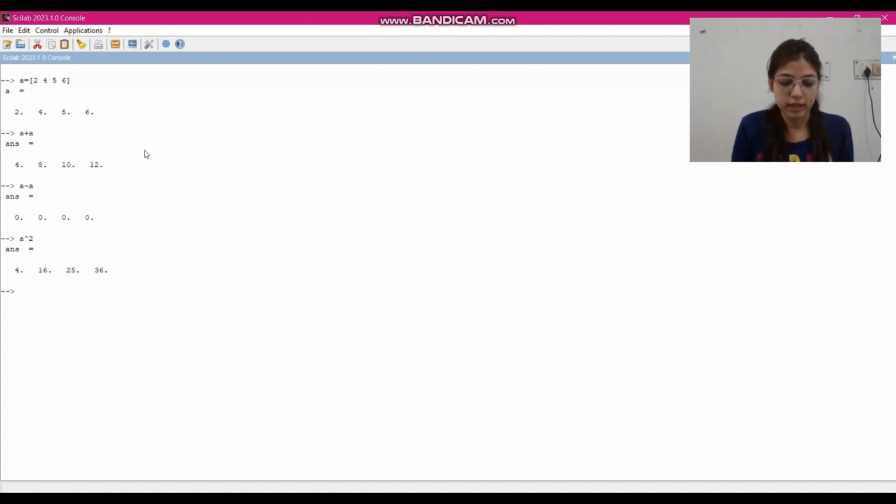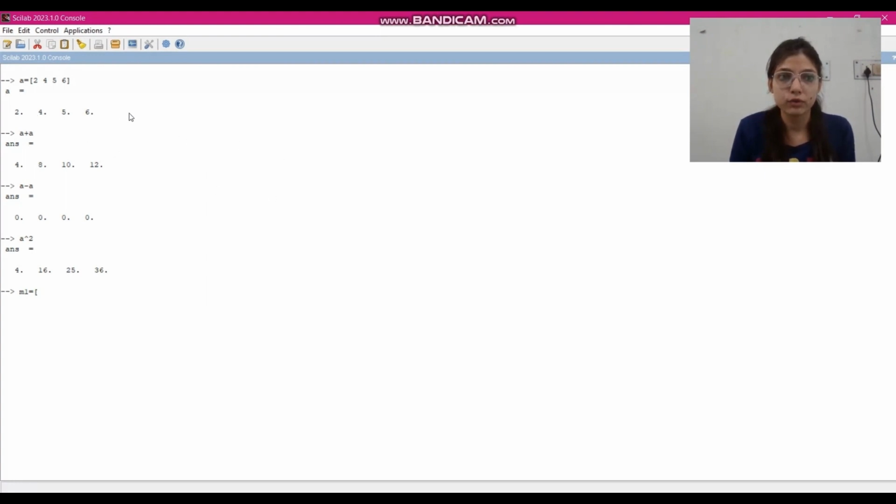Now our next topic is matrix. How do we write a matrix in Scilab? I will write M1 as our matrix 1. So what is a matrix? This is our array 2, 4, 5, 6. This is one row. We want another row, and this is how we form a matrix.